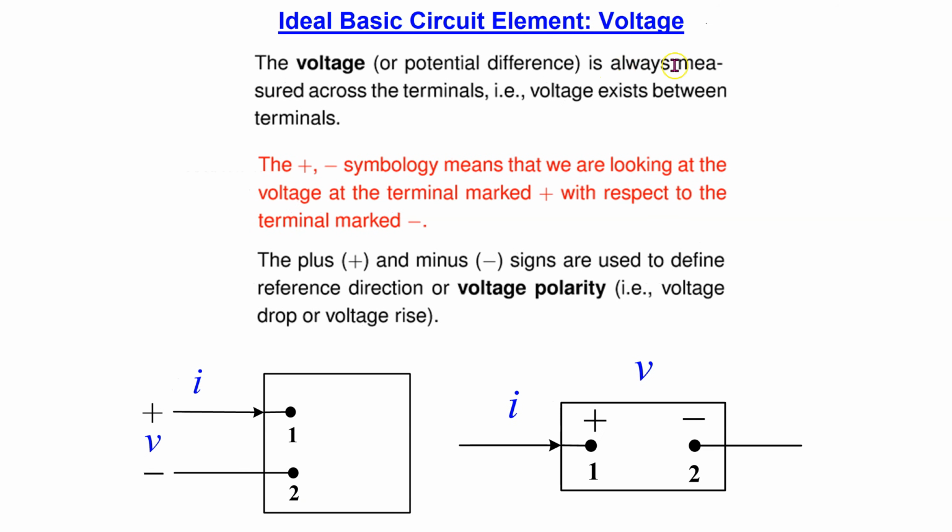Next, let us examine the voltage. Recall that voltage is always measured between two terminals. We use the plus and the minus sign to define the voltage polarity. Thus, in this case, we are looking at the voltage at the terminal marked plus with respect to the terminal marked minus.